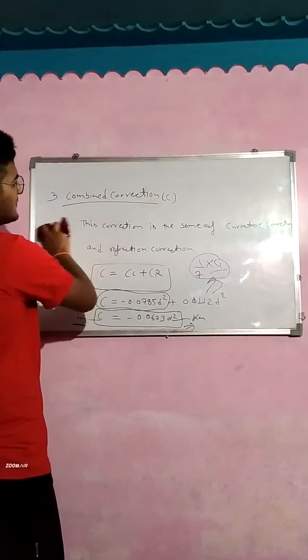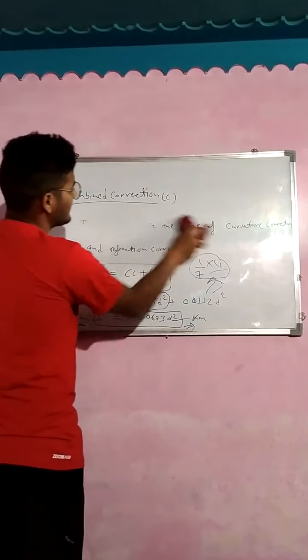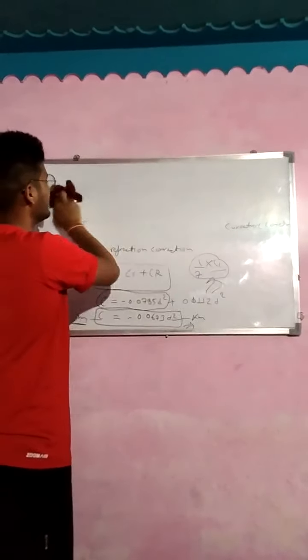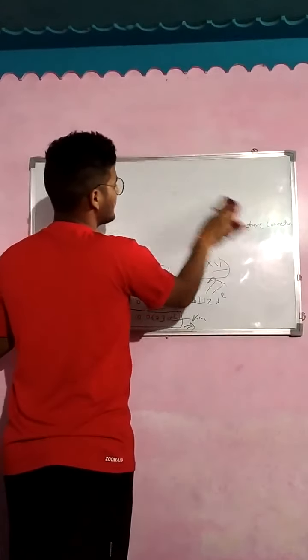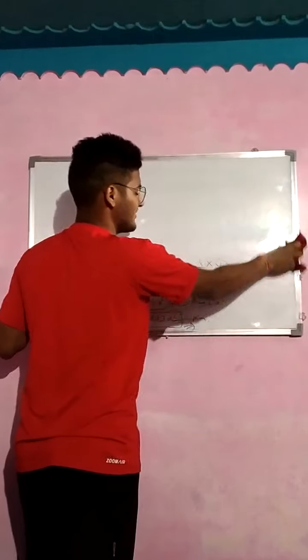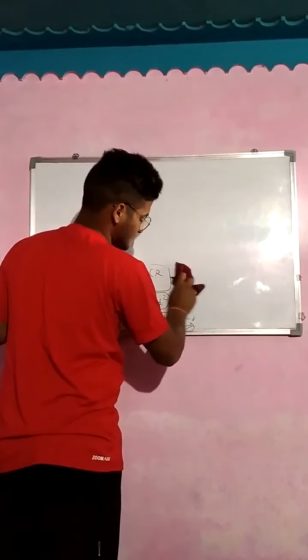So this is the whole formula which is used in the combined correction. So right now we are going to understand this point. If we are going to understand this point, so how we can understand it?